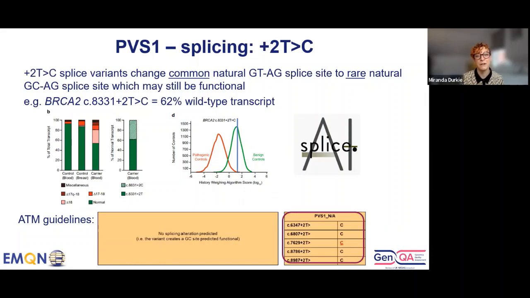So this variant was then down classified to VUS or likely benign. And I really, really highly recommend that you use either SpliceSiteFinder or SpliceAI, a fantastic tool for looking at these +2 T to C variants. Based on that, the ATM guidelines have looked through all their +2 T to Cs, and where there is some evidence from SpliceAI or, in one case, some RNA studies, they've recommended that you don't use PVS1. I should say this is applicable to all genes, not ATM only.